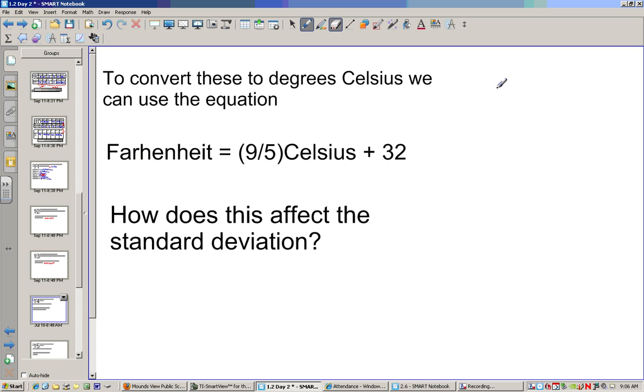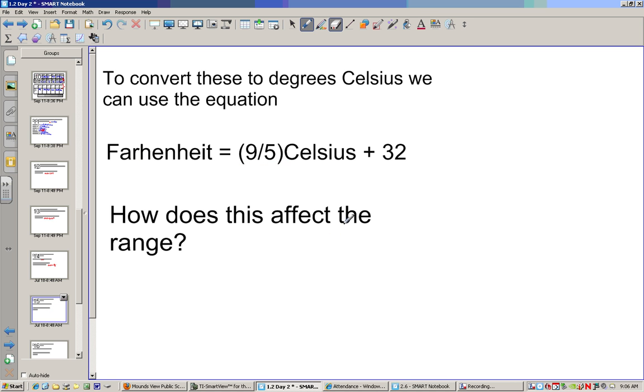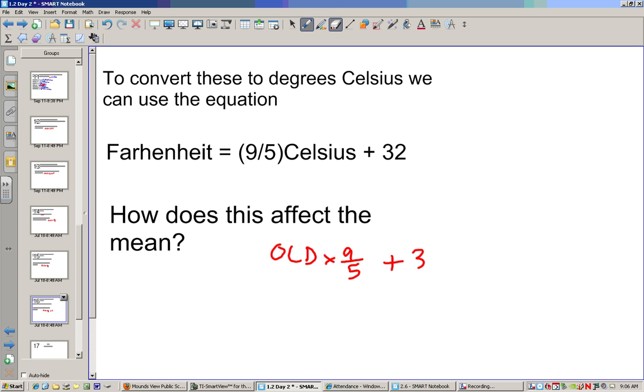What about if I'm going to convert from Celsius to Fahrenheit? How does this affect the standard deviation? Well, I take the old standard deviation and multiply it by the slope, 9/5. How does it affect the range? Well, I take the old range and multiply it by 9/5. How does it affect the mean? Well, I take the old mean, multiply it by 9/5, and now I have to add 32 because the mean is affected by the y-intercept.